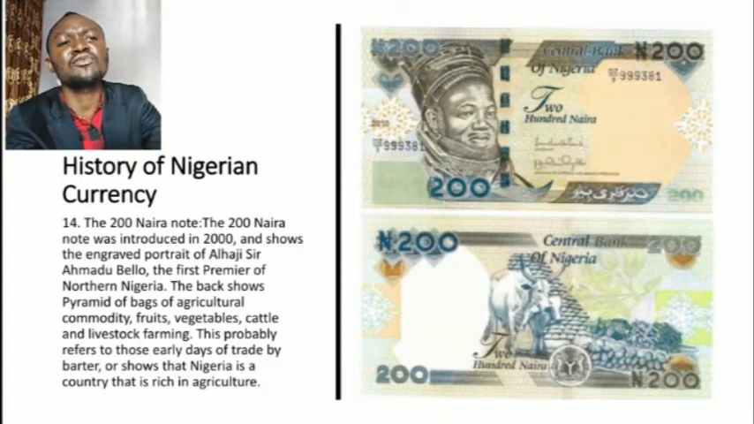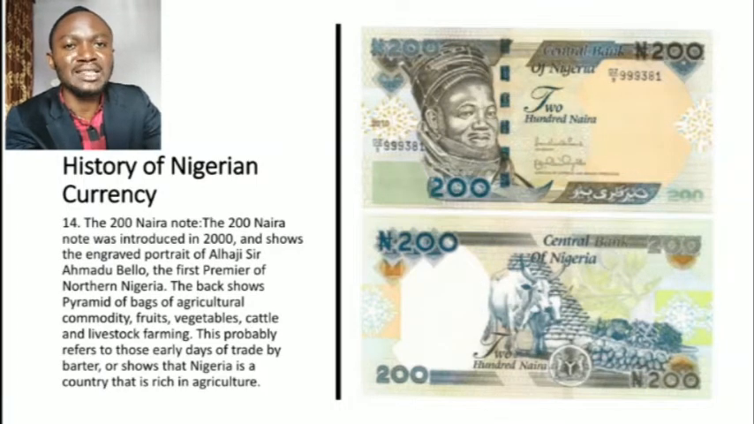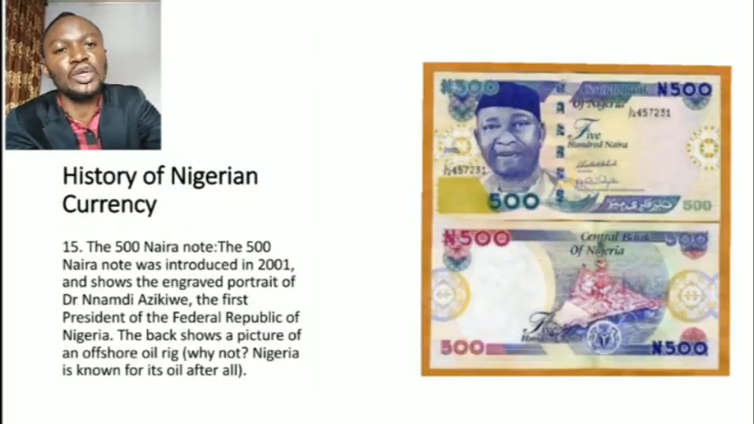So that's why you have all this agricultural produce represented on the back of the 200 Naira note, to show that Nigeria can do well if we decide to rely on agriculture.